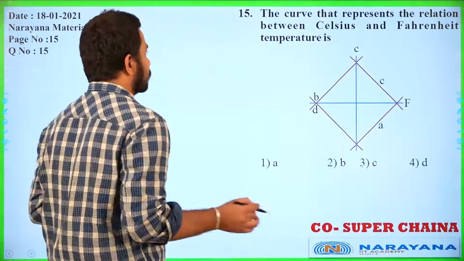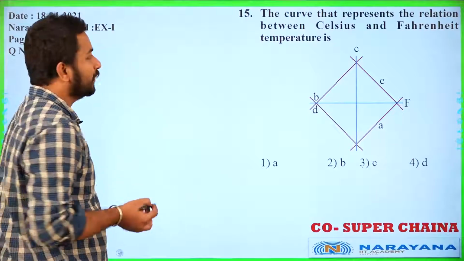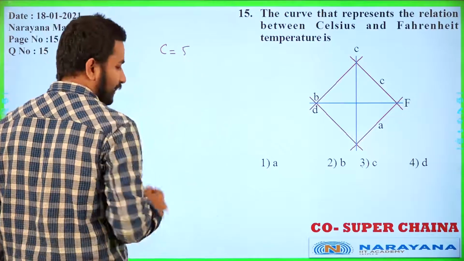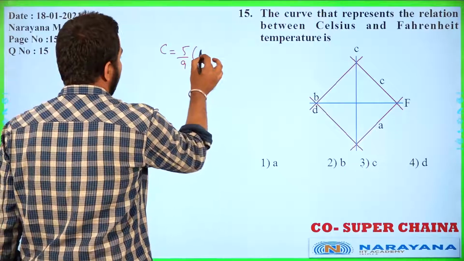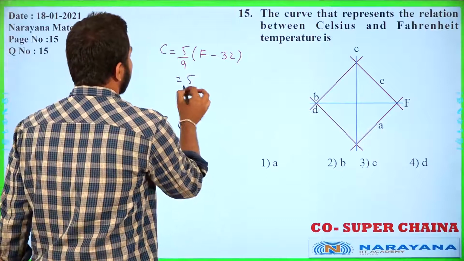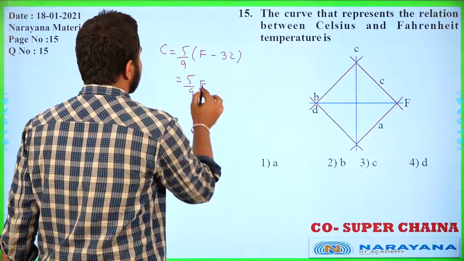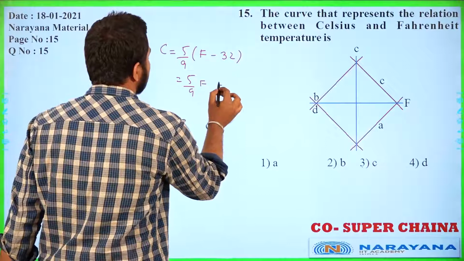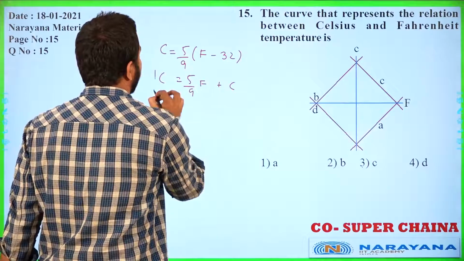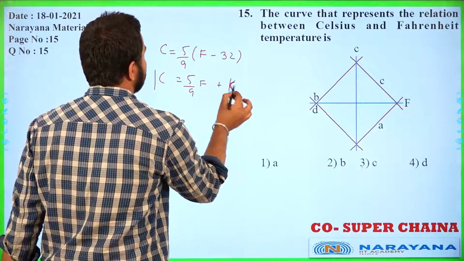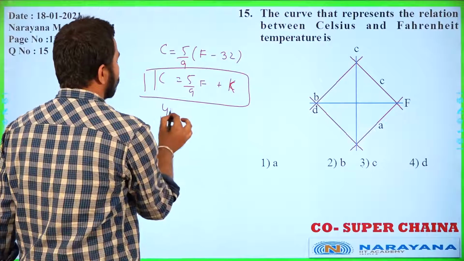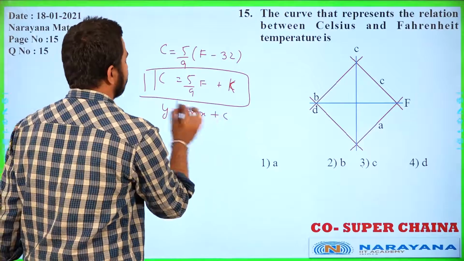My dear students, we know the relation between Celsius and Fahrenheit. C can be written as 5 by 9 (F minus 32). So if you see here, we are getting 5 by 9 F minus this constant. So this will become mx plus c, this is the constant, so this is in the form of y equals mx plus c.